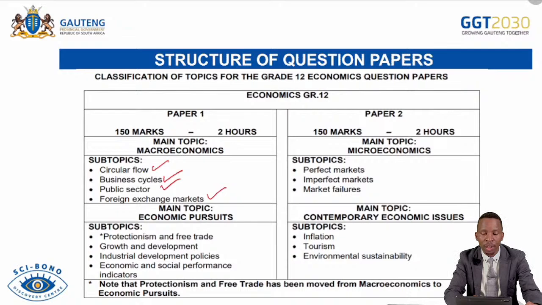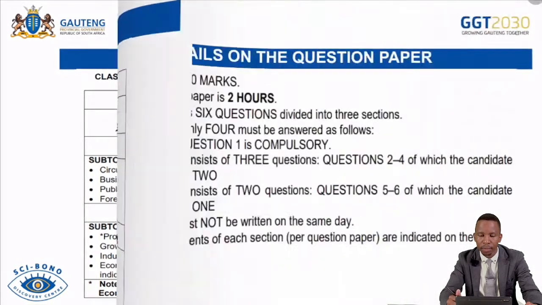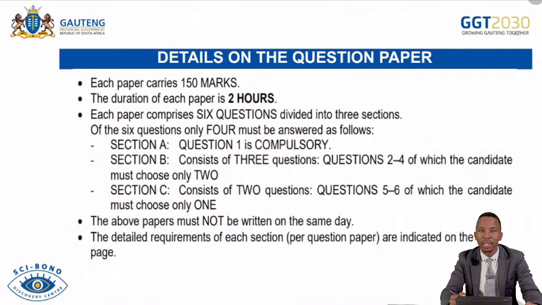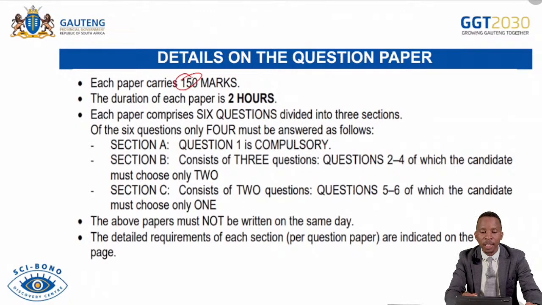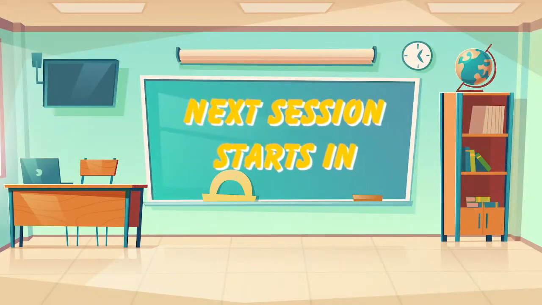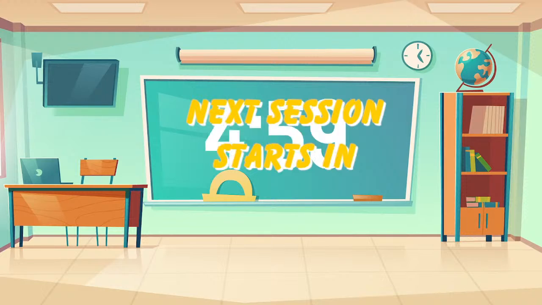That will guide you. Do not overlap to economic pursuit, because for this examination, this is not part of our scope. So the scope ends in the macroeconomics. So these are the details on the question paper. I believe you already know this. I will simply highlight, each question paper has 150 marks. So paper 1 and paper 2, each of them is 150 marks.